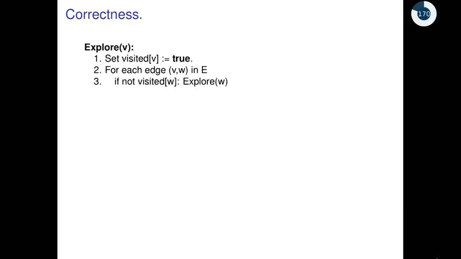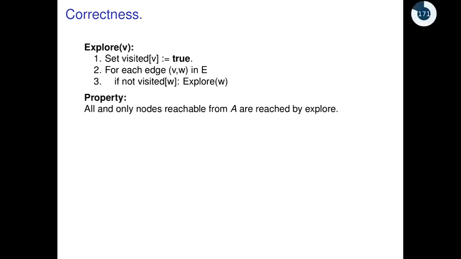Okay. So now it's correctness. What does it mean to be correct? It means that all and only nodes reachable from A are reached by Explorer. Okay? That's what we want. That's what we mean to be correct. That's the property we want. So when you say a program is correct, you have to say what you mean. And here it means that I do visit every node that is reachable from the starting vertex. Okay? Now, what is reachable?